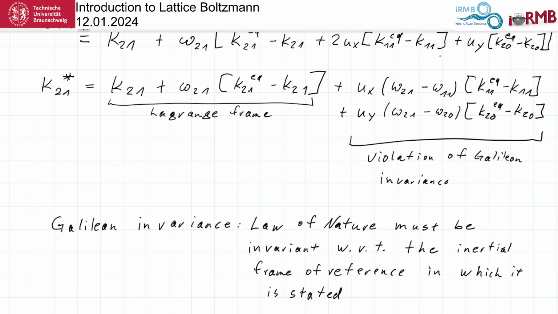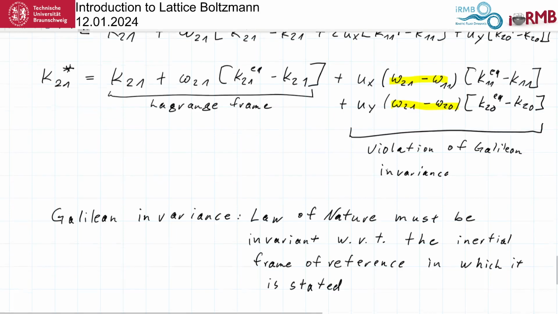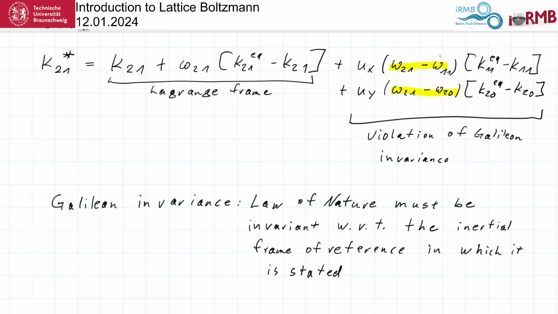However, at the same time, we see that this can actually be repaired pretty easily, namely by choosing these relaxation rates in a particular way. As we see, if the relaxation rates are the same, this problem would disappear. And of course, we know a method where they are the same. This is the BGK method. In the BGK method, all the moments are relaxed with the same rate. And so in the BGK method, this problem does not occur.